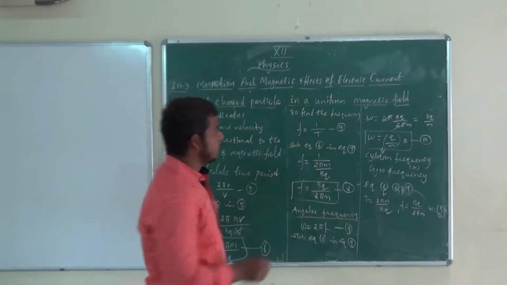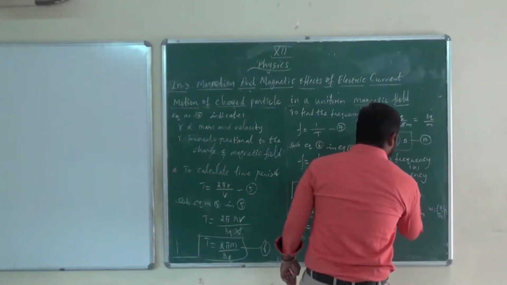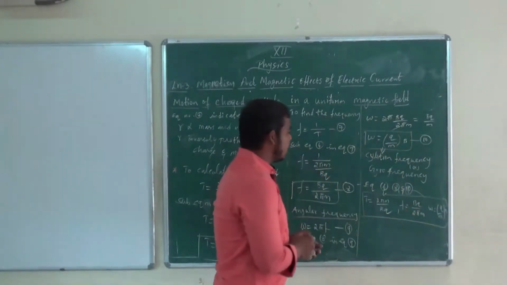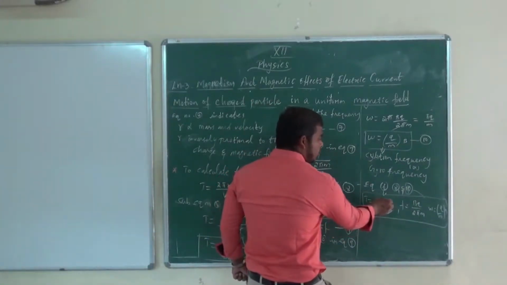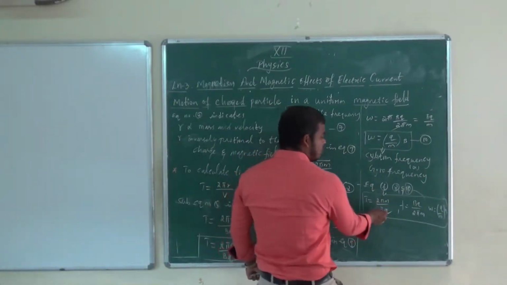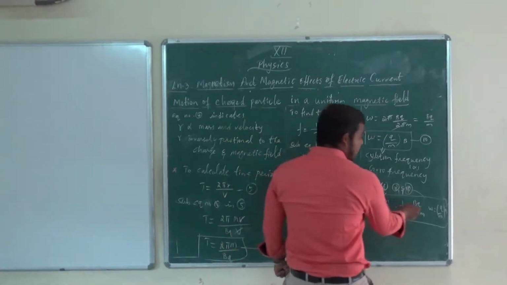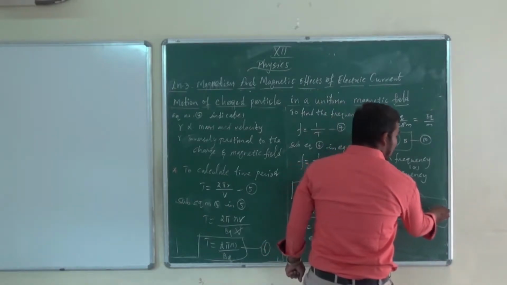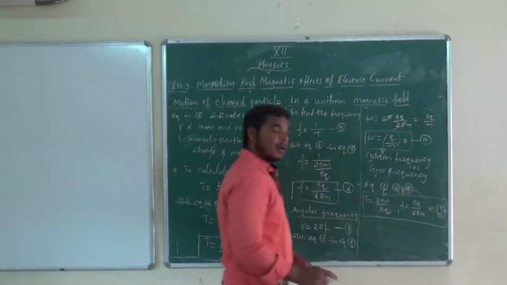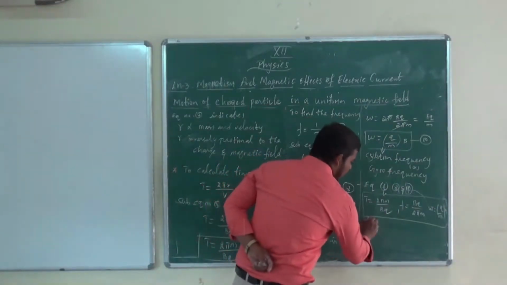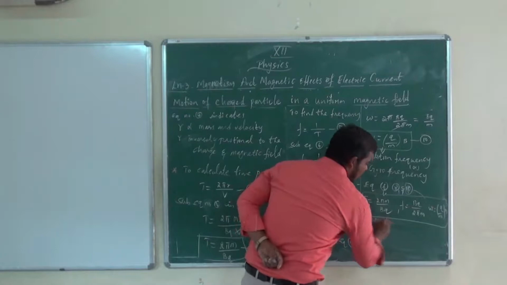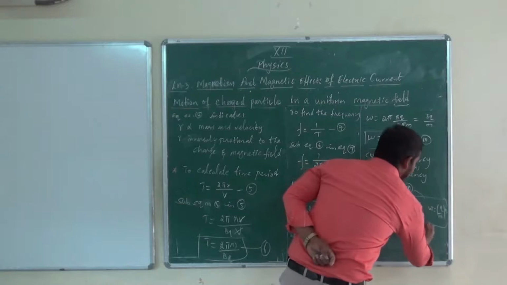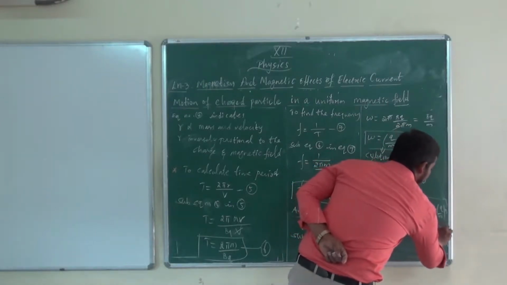Consider equation 10, the boxed equation. See here, the time period is directly proportional to mass, and inversely depends upon charge and the magnetic field. Frequency depends upon charge, magnetic field, and mass. Angular frequency depends on charge, magnetic field, and mass. All of these depend on the mass of the particle, the charge, and the magnetic field, isn't it?